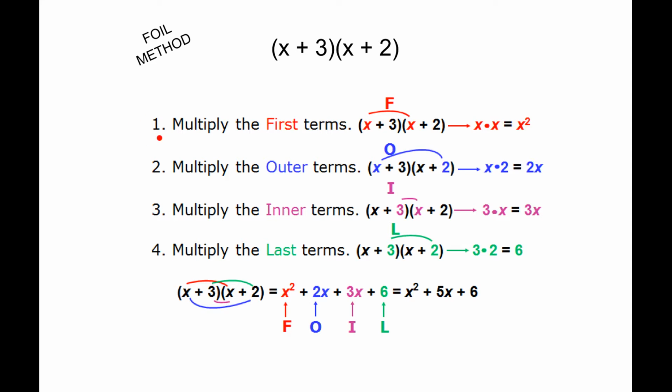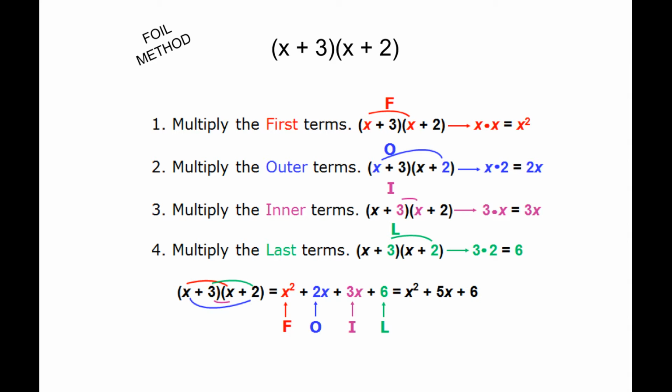So in step 1, you're going to multiply the first two terms. So for this one, that's an x and an x, which gives us this x squared. Then I'm going to look at the outside terms, or the outer. These are going to be the first one and the last one, so the ones on the outside of the binomials. So when I take x times 2, I get 2x.